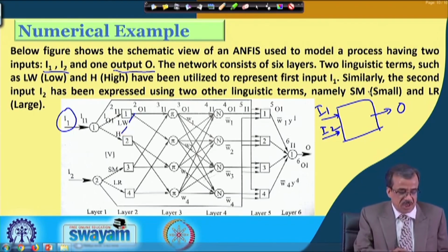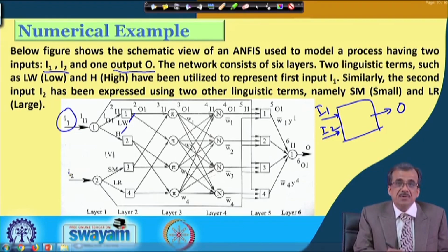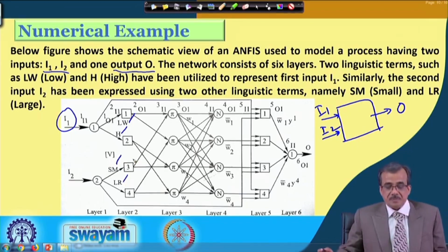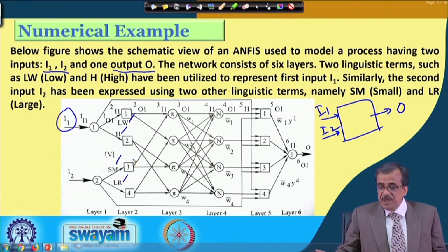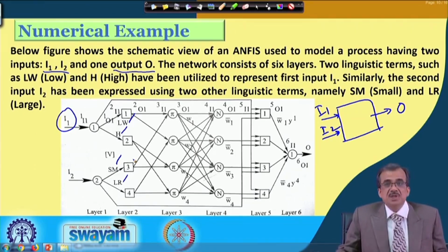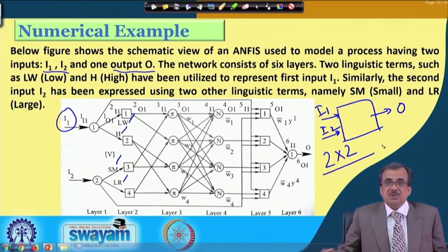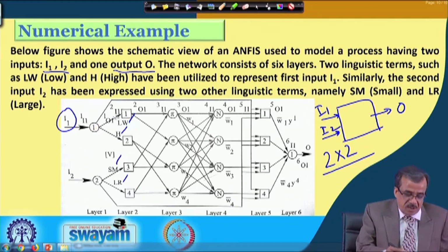Similarly, to represent I2, the second input parameter, we have used 2 linguistic terms, one is called small, another is large. So, this is a very simple n piece, and each of the 2 inputs is represented using 2 linguistic terms. So, we have got 2 multiplied by 2, so only 4 possible rules, and we can see that. So, this shows actually the second layer.